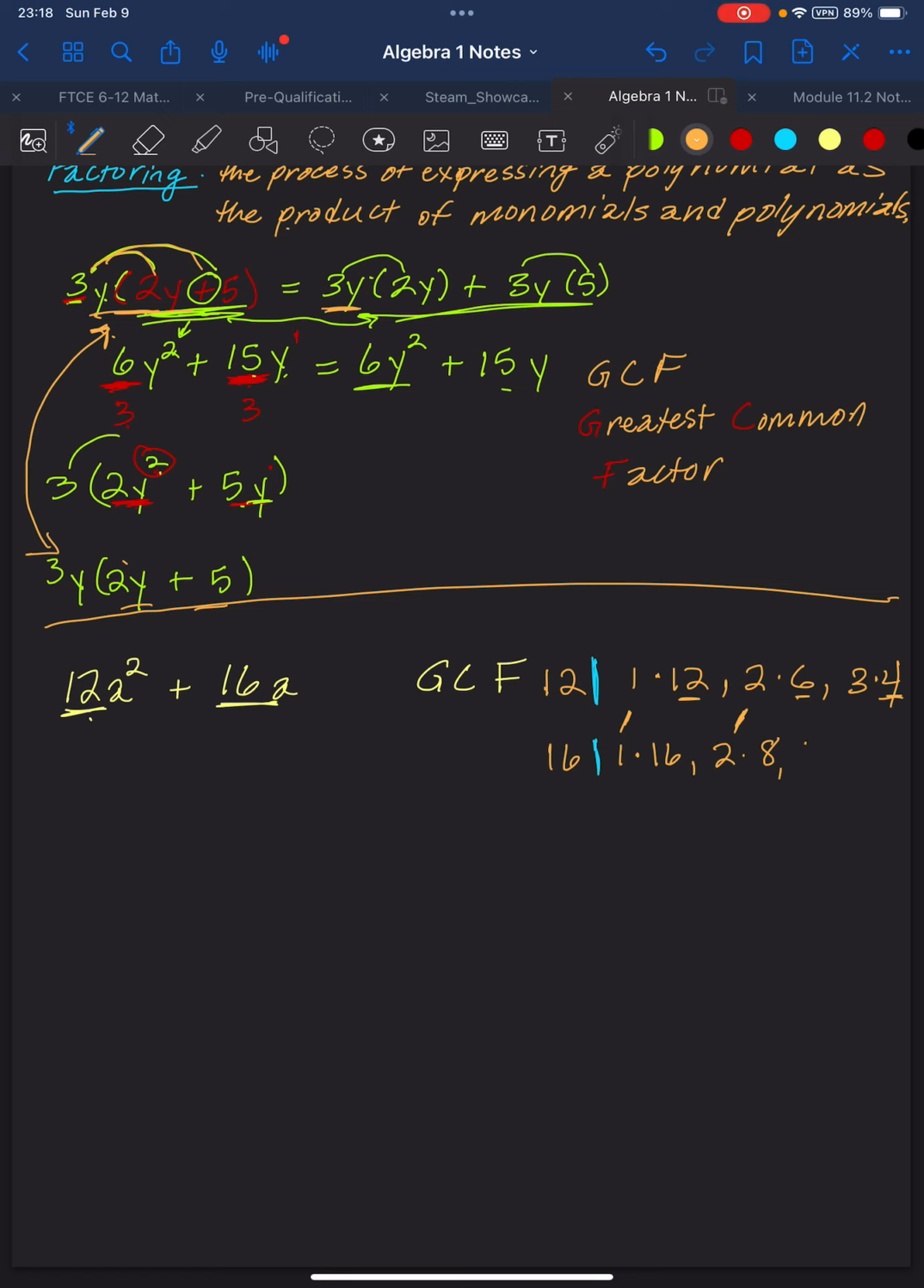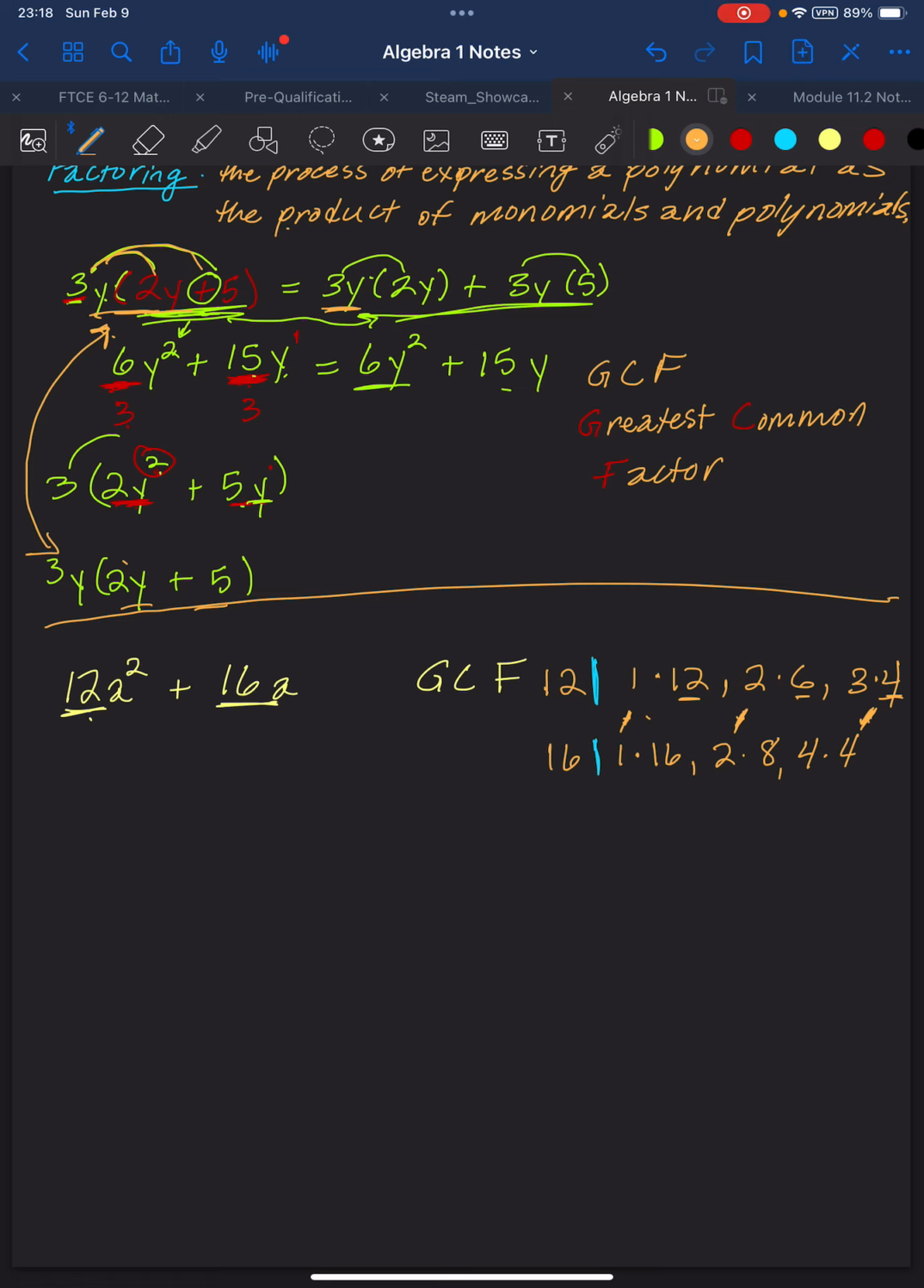We also know that 4 times 4 will give us 16. Now, if you notice, 4 also matches up. Out of the numbers that we have in common, remember, they're common because they're the same between 12 and 16, 4 is the largest. So because it's the largest, it's our greatest factor that we have in common.